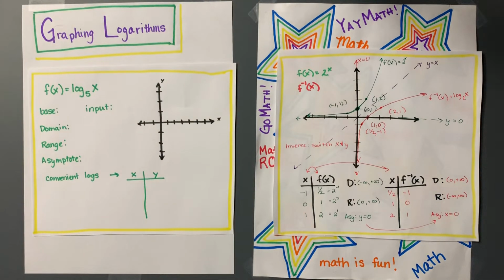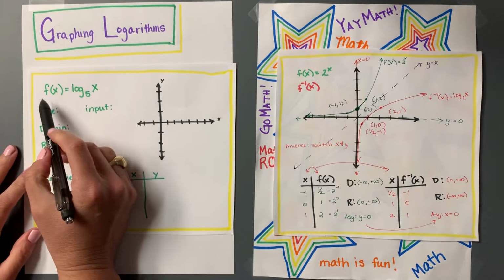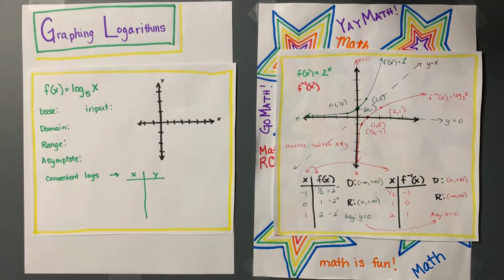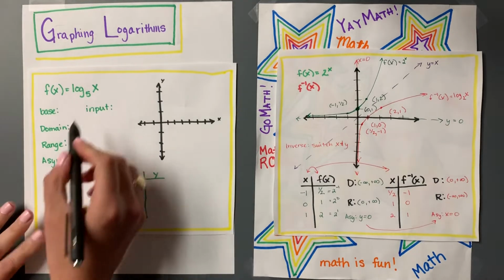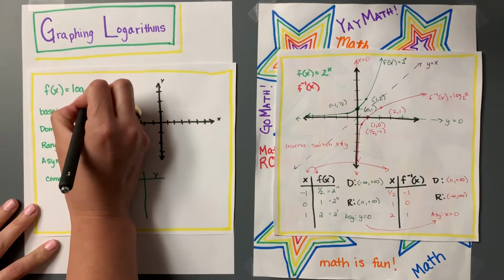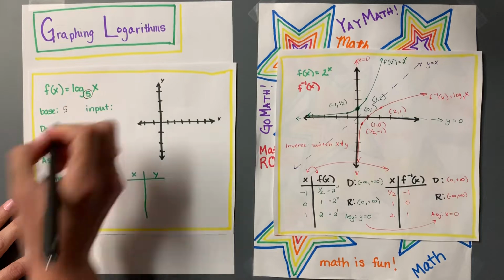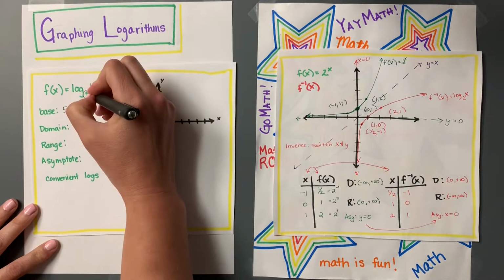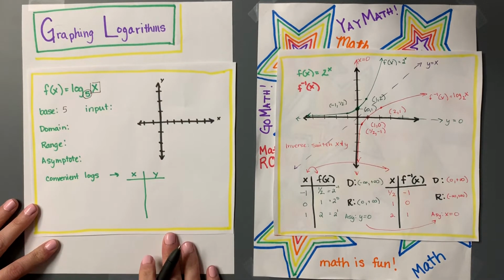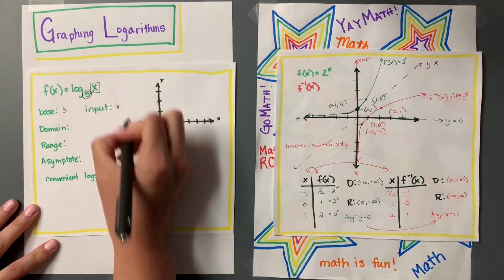So I'm going to start off with an example. In this case, I'm going to graph the function f of x equals log base 5 of x. The first thing I want to do is identify the base. The base of this function is 5, and the input, what goes into this function, is x.